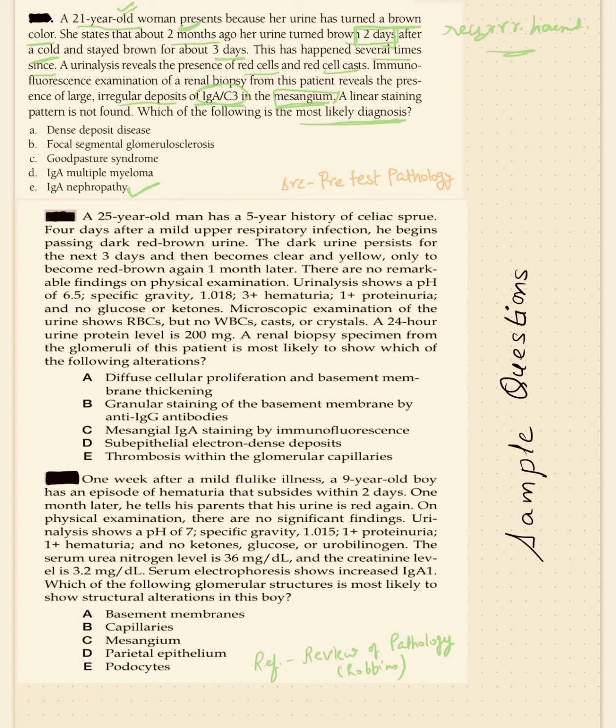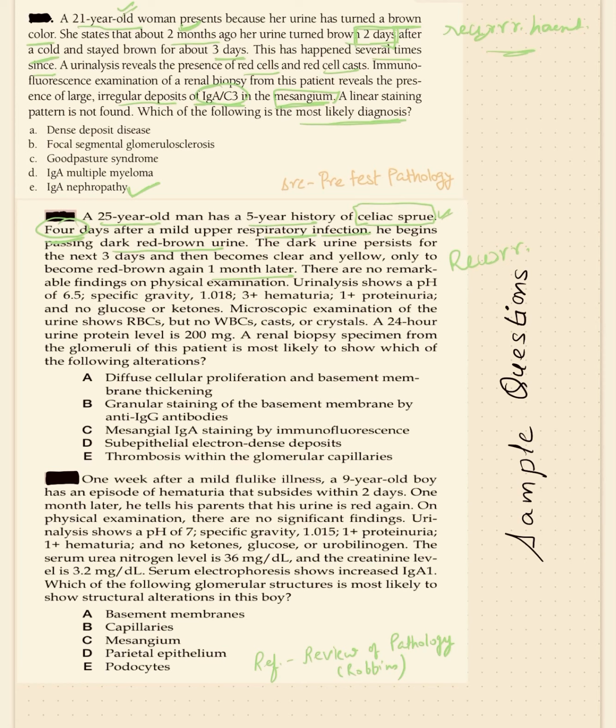Another question: a 25-year-old man has a 5-year history of celiac sprue. So here they have given a clue. There is celiac sprue. Then 4 days after a mild upper respiratory infection, so the latent period is just 4 days, he begins passing dark red urine, meaning hematuria. The dark urine persists for the next 3 days, then becomes clear, only to become red-brown again in 1 month. So it is recurrence.